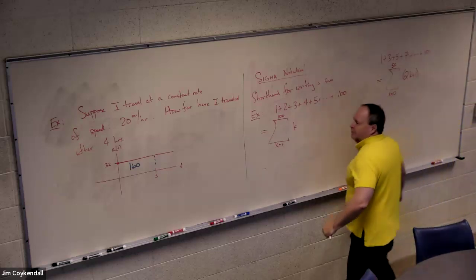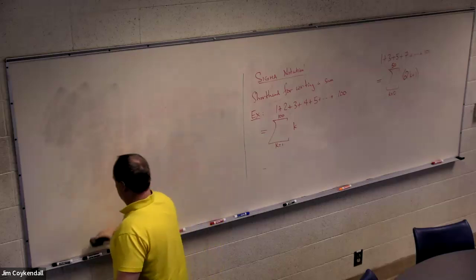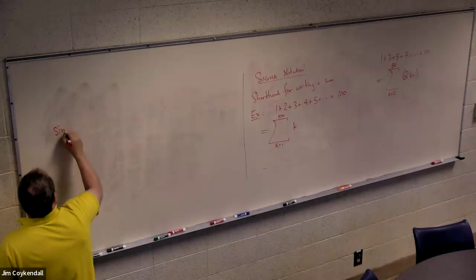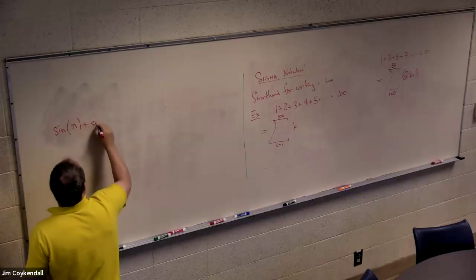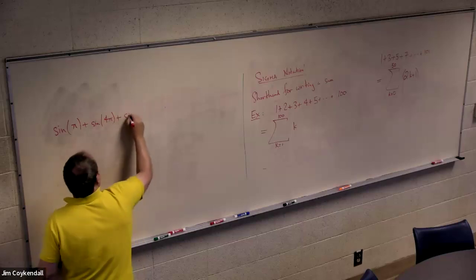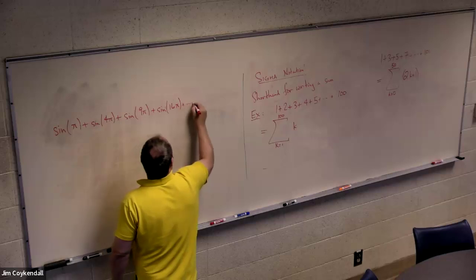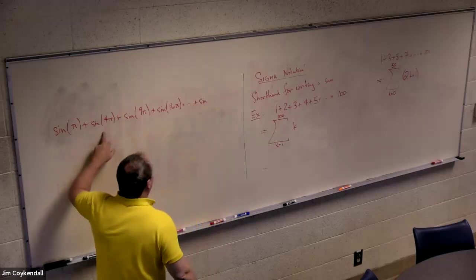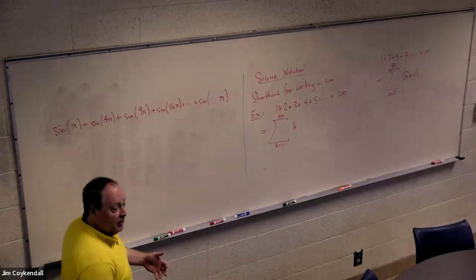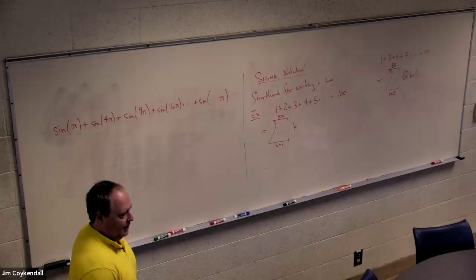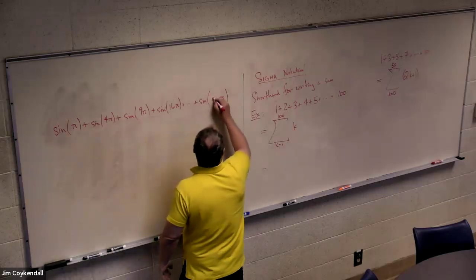So for example, you might have something like this: sine pi plus sine 4 pi plus sine 9 pi plus sine 16 pi. By the way, every time there seems to be a sine and a pi, does anybody see a pattern of what I'm doing? That's right, it's square of 1, square of 2, square of 3, square of 4.